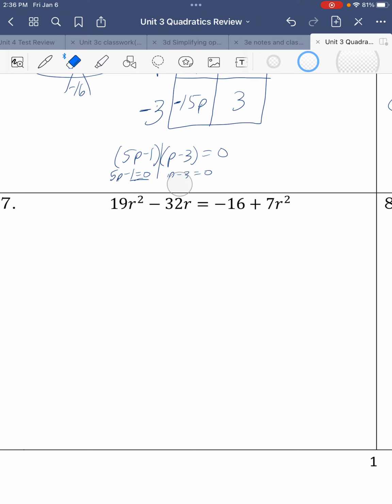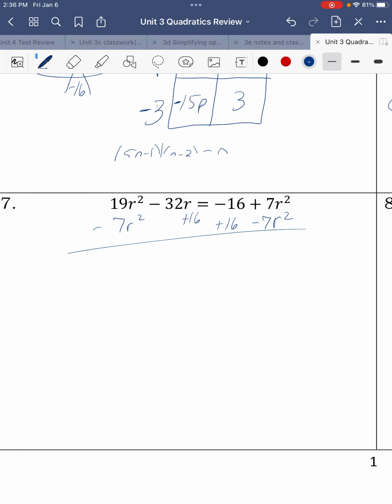All right, number 7. Whoa. We have minus 7r squared, and I'm minusing 7r squared because 19 minus 7 is still 12. That's a positive a value, so I want to keep that positive, so that's going to be 12r squared minus 32r plus 16 equals 0. Greatest common factor is 4. Divide each term by 4. I think that's right, so we're going to make sure. So it's 3r squared minus 8r plus 4 equals 0.